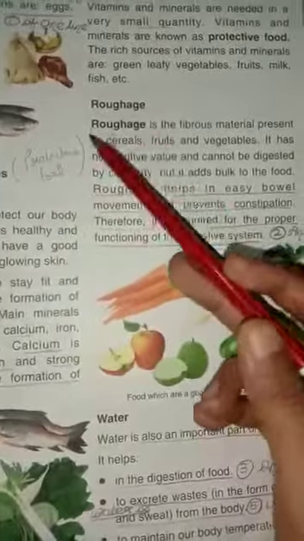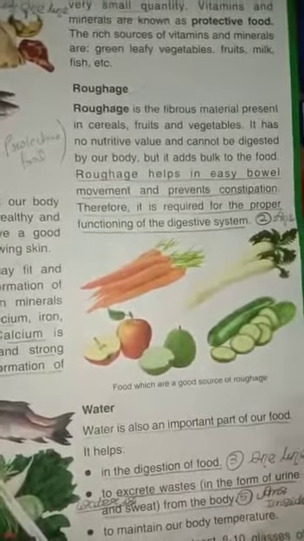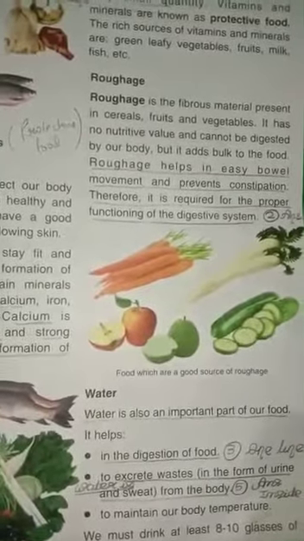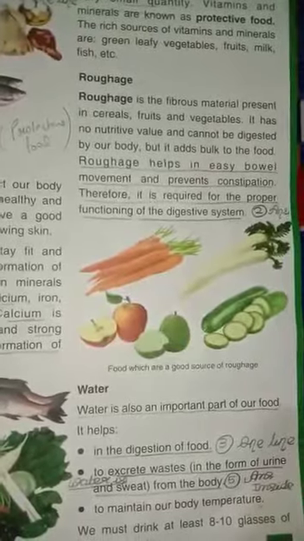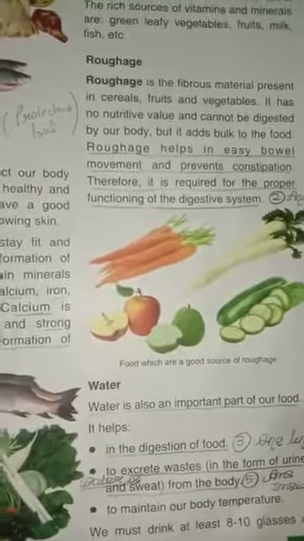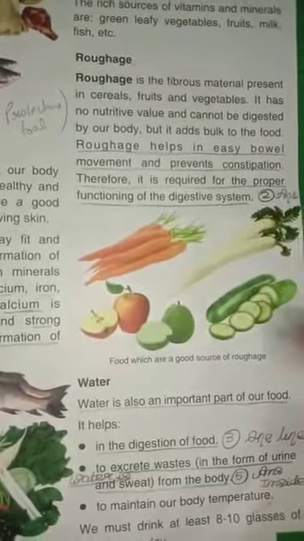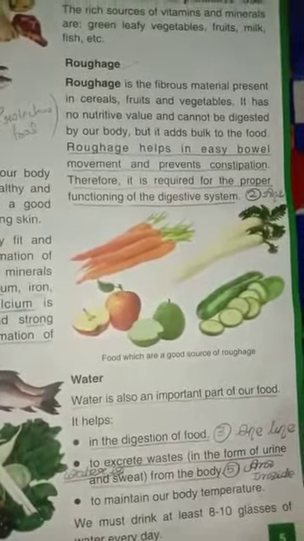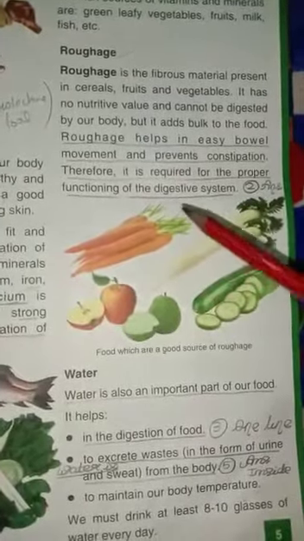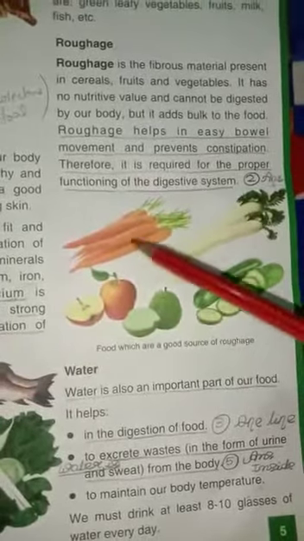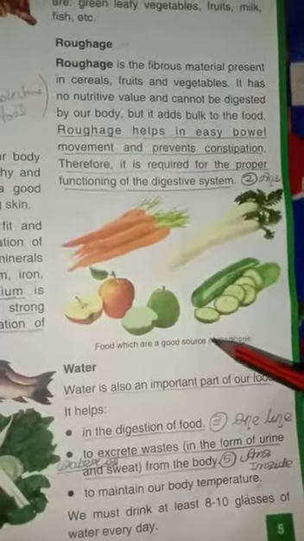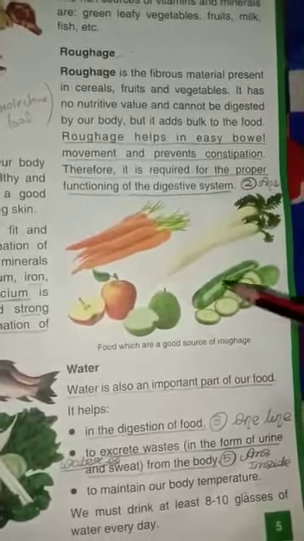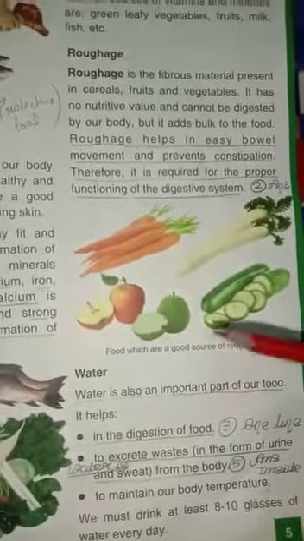Now we will discuss roughage. What is roughage? So roughage is edible but indigestible material. What is indigestible? It means that our body cannot digest it. Roughage helps in easy bowel movement and prevents constipation. Therefore, it is required for the proper functioning of the digestive system. These are the foods which are rich or good sources of roughage, like apple, carrot, radish, cucumber.